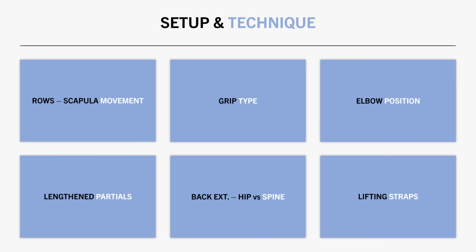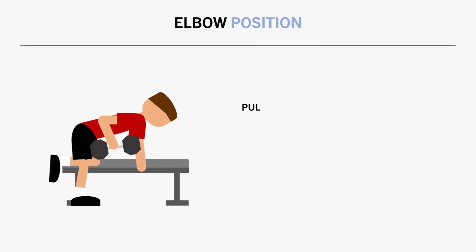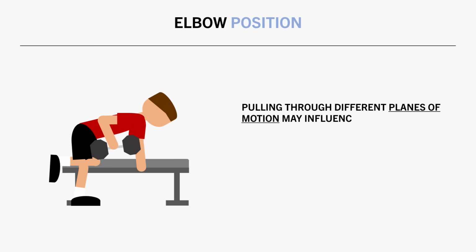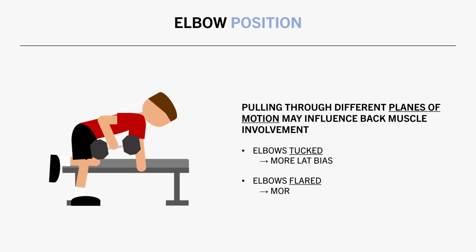Next, let's look at another technique consideration, and that is our elbow position during back exercises. While our specific grip doesn't seem to have a major influence on activity of the back muscles, we may be able to slightly bias some back muscles over others by lifting through different planes of motion. Based on functional anatomy, it seems that we would likely bias the lats to a greater extent by performing rows or vertical pulls with the elbows more tucked in, while the upper back is likely to be biased a little more by lifting with a more flared out elbow position.